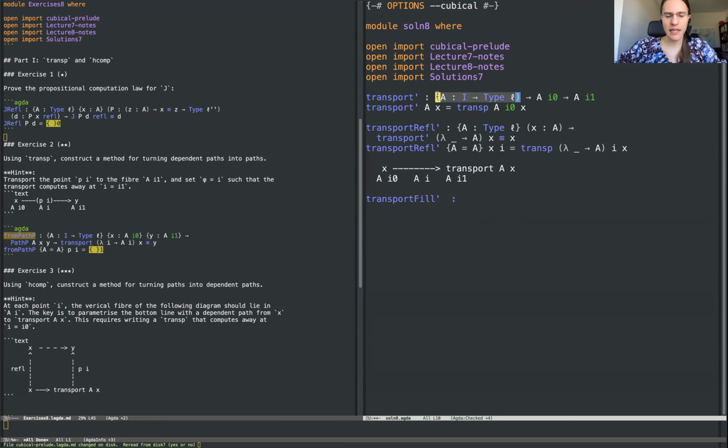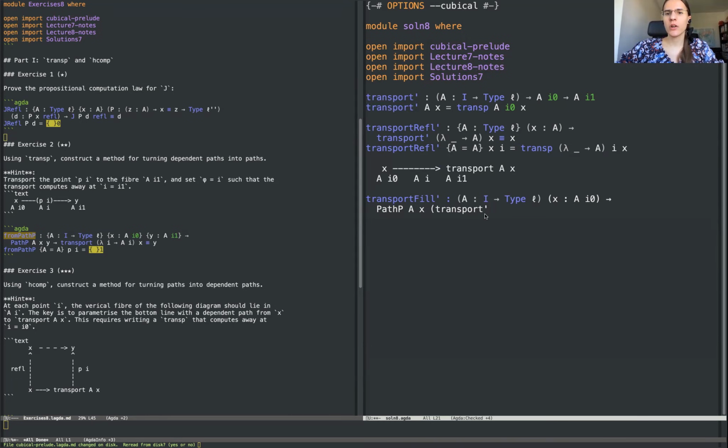So given a line of types, then given a point x in A of i0, what I want to do is construct a dependent path, so a path P, living over A, which I don't have to eta expand since it's already a line of types, connecting x to transport, let's say prime. Although this is the same definition as given in the lecture notes, and I'll stop doing these prime versions in a second.